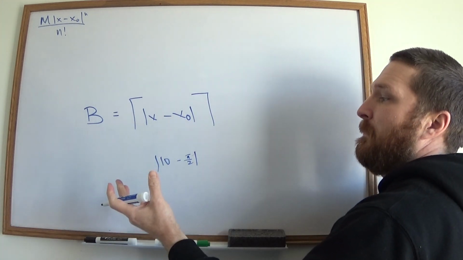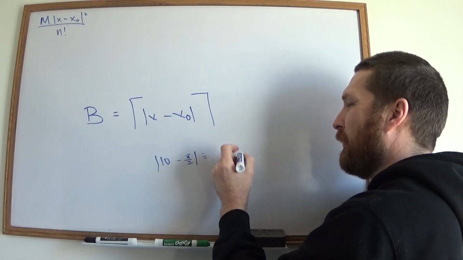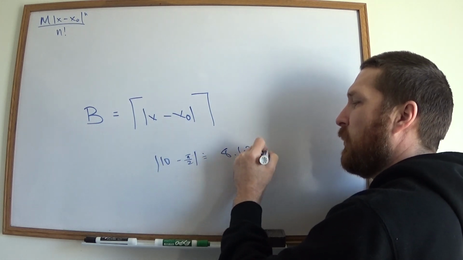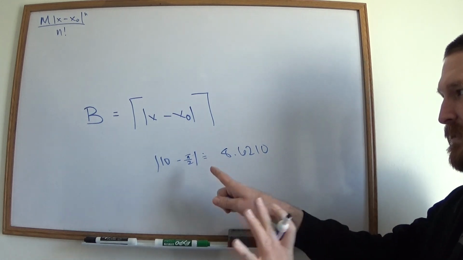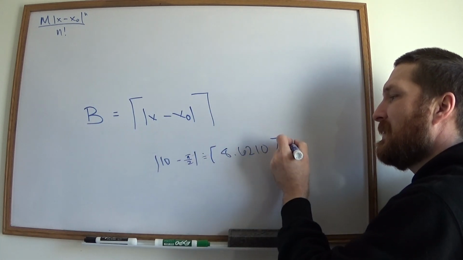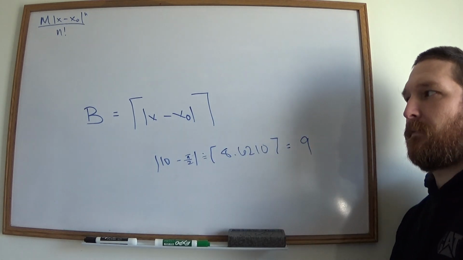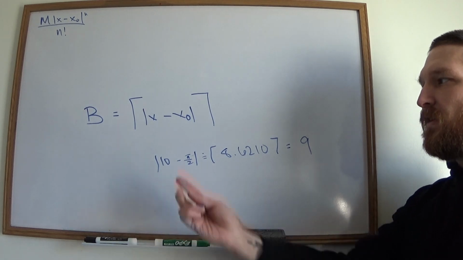And whatever that happens to be, that's like 8 point something, I don't know, like 8.6210. What I'm going to do is say, okay, take the ceiling. That is the next biggest integer. In that case, it would be 9, right there. Okay, so you take whatever this is.